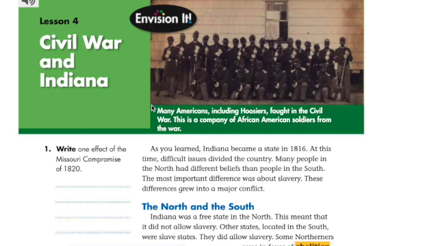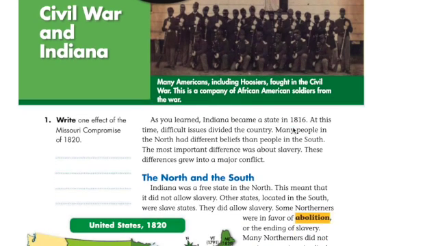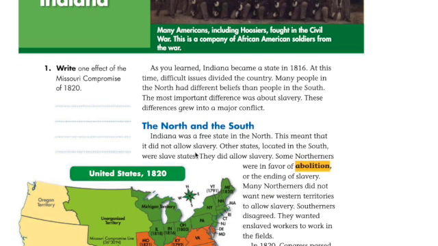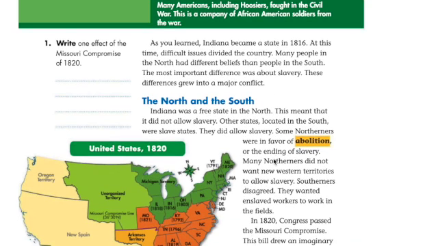It starts off here: Civil War and Indiana. Many Americans, including Hoosiers, fought in the Civil War. This is a company of African American soldiers from the war. As you learned, Indiana became a state in 1816. At this time, difficult issues divided the country. Many people in the North had different beliefs than people in the South. The most important difference was about slavery. These differences grew into a major conflict: the North and the South. Indiana was a free state in the North. This meant that it did not allow slavery. Other states, located in the South, were slave states. They did allow slavery. Some Northerners were in favor of abolition, or the ending of slavery.